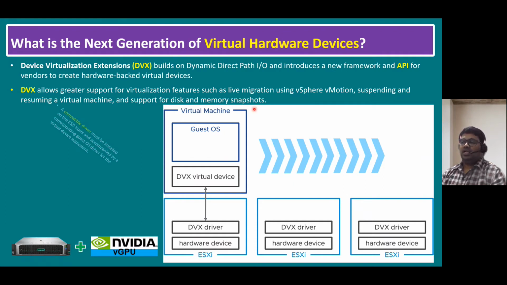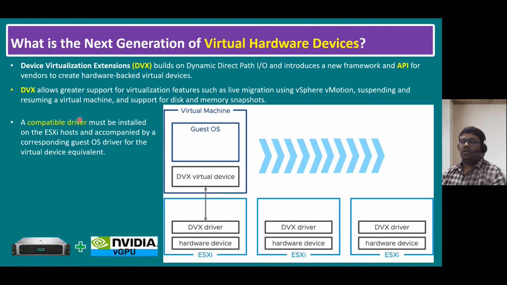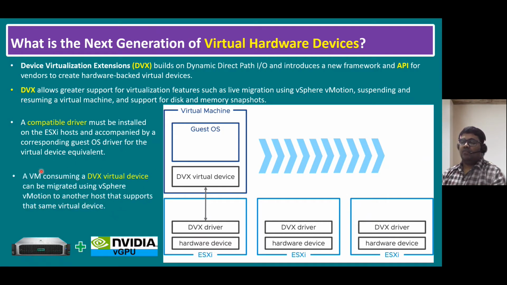Another point is a compatible driver. Compatible driver means DVX driver. It must be installed on the ESXi host and accompanied by the corresponding guest OS driver for the virtual device equivalent. Okay, so this is the key point. A virtual machine consuming a DVX virtual device can be migrated using vSphere vMotion to another host that supports the same virtual device.